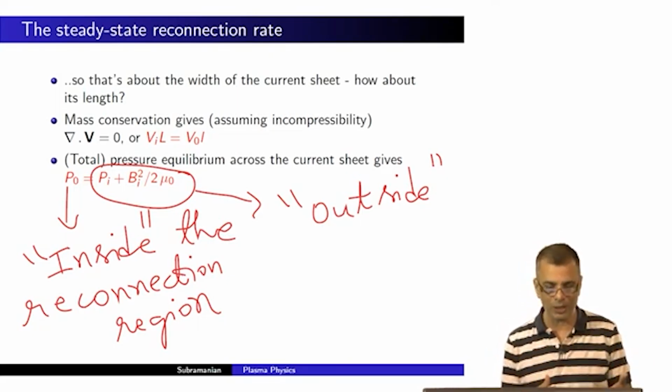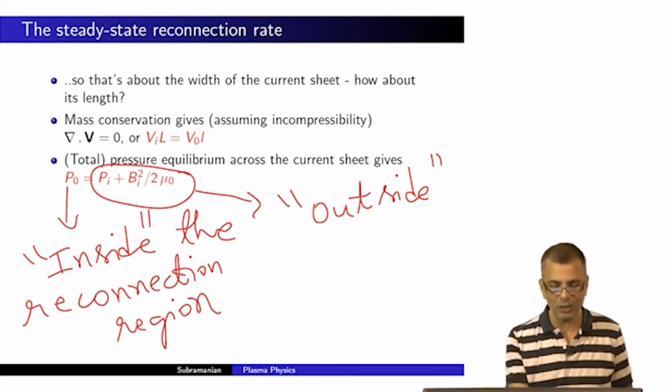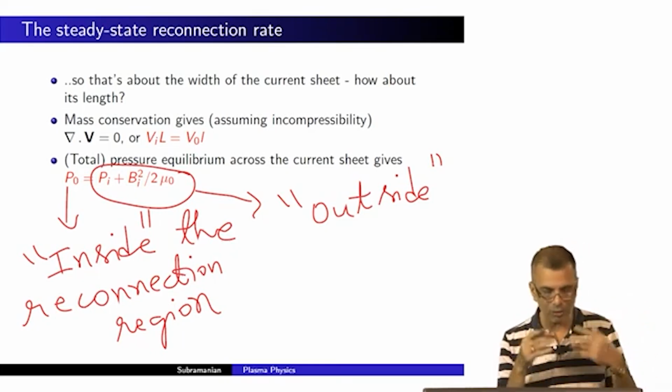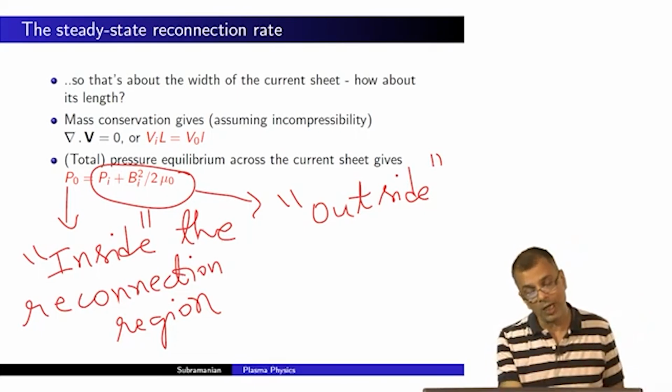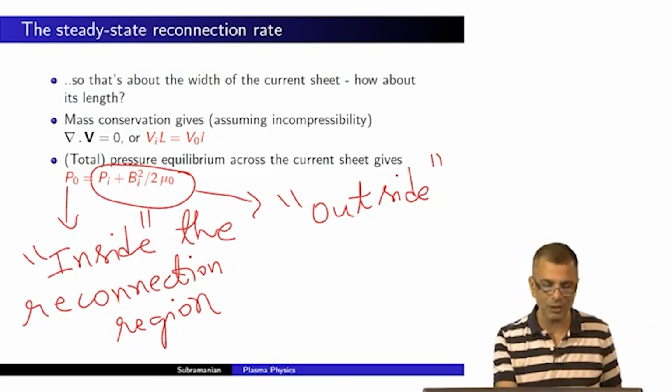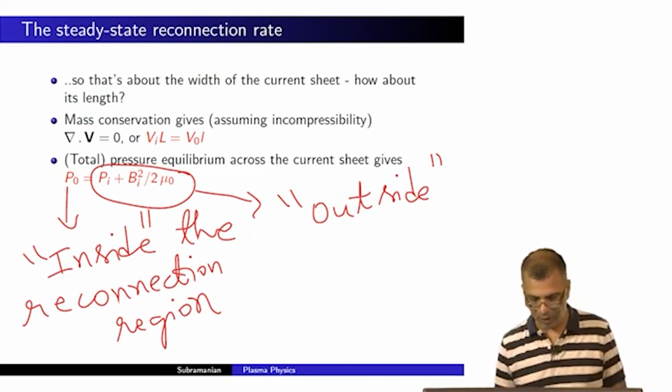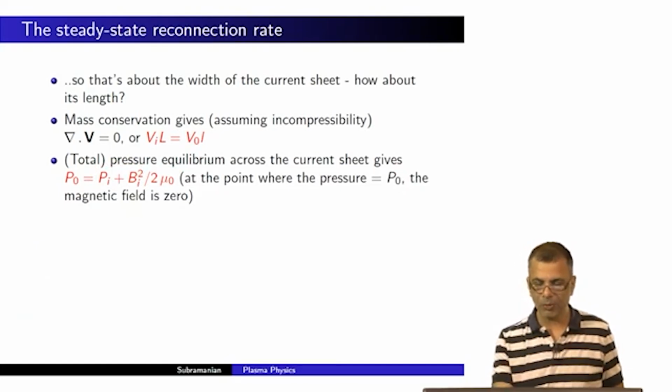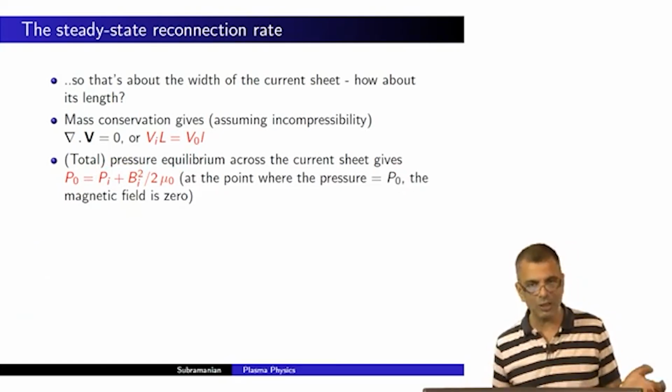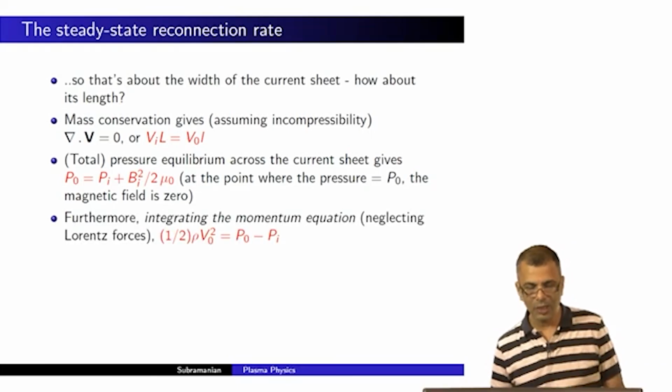So there is no magnetic pressure. There's only particle pressure. So inside the reconnection region, there's only particle or gas pressure, and outside you have gas pressure plus magnetic field pressure. So these have to be in equilibrium. At the point where the pressure equals P naught, the magnetic field is 0. This is what we just said.